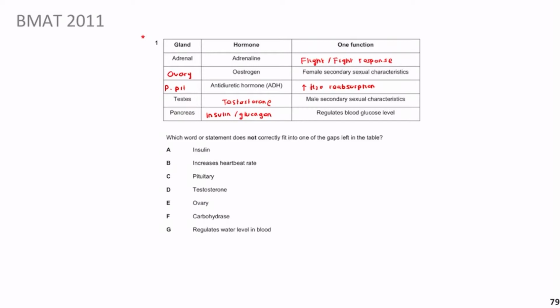So insulin, that's there, so it can't be that. Increased heart rate, that's part of the fight or flight response, isn't it? Pituitary or posterior pituitary, that's for ADH. Testosterone is there. Estrogen is there. Regulate water level, that's essentially what ADH does, isn't it? That's there. So therefore, guys, hopefully you can appreciate that F in this case would be the correct answer. So hopefully, guys, that has made sense, and I really look forward to seeing you in the next video.